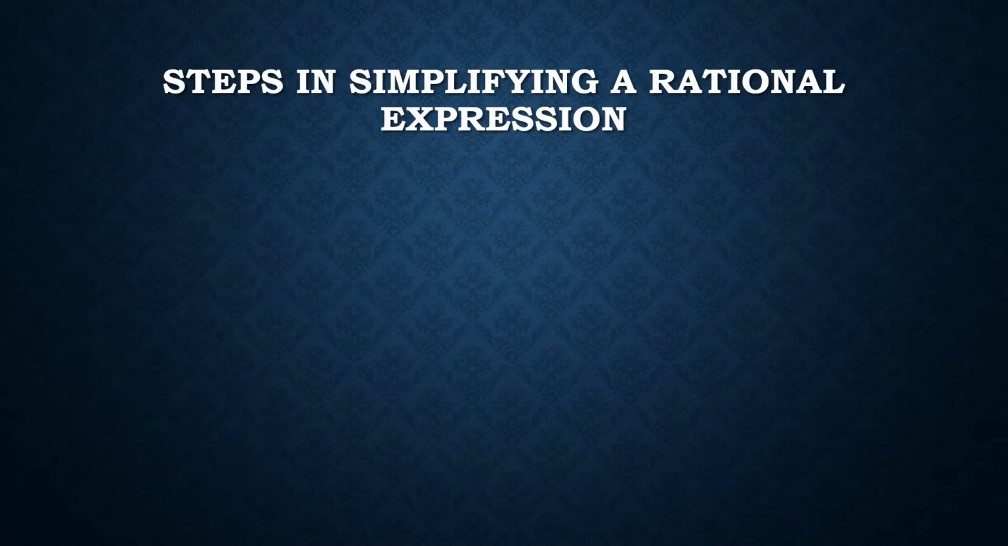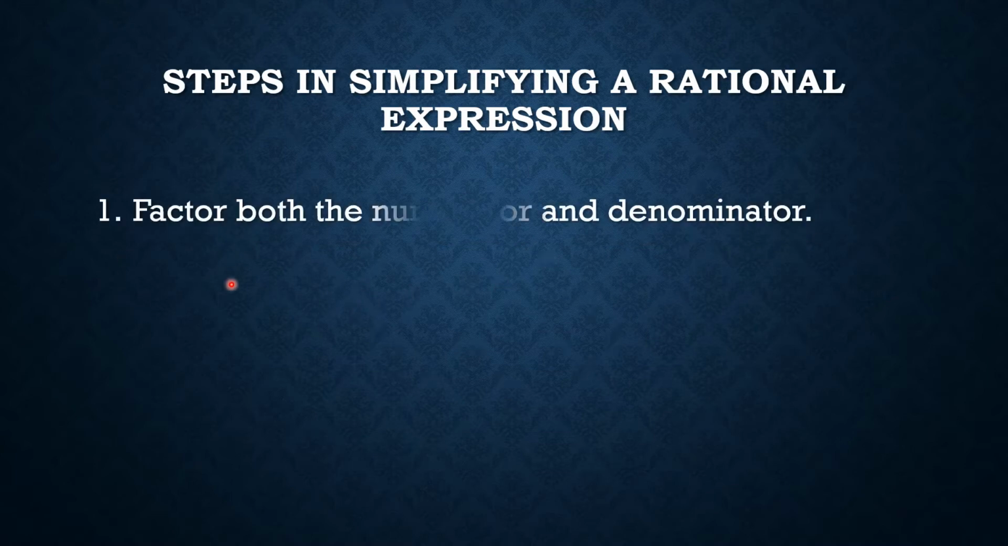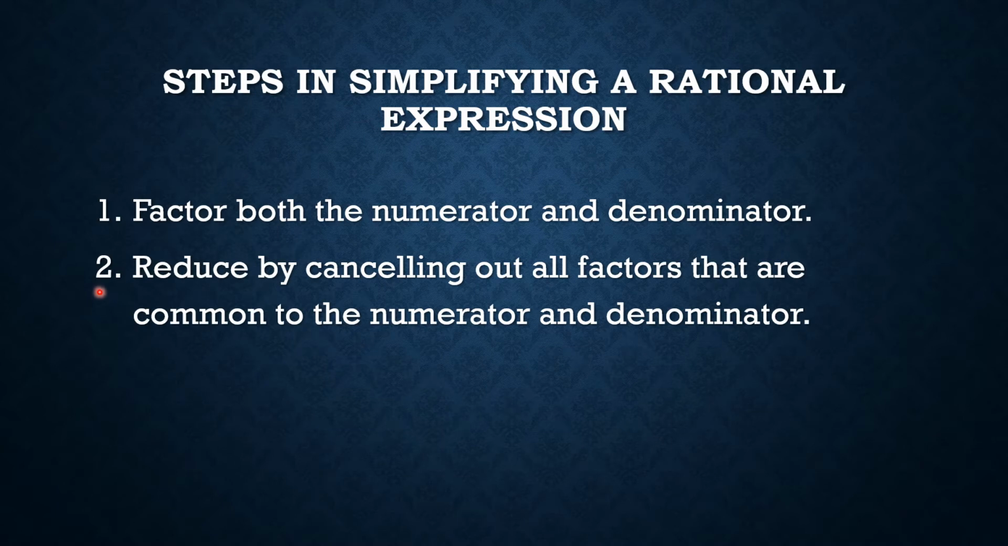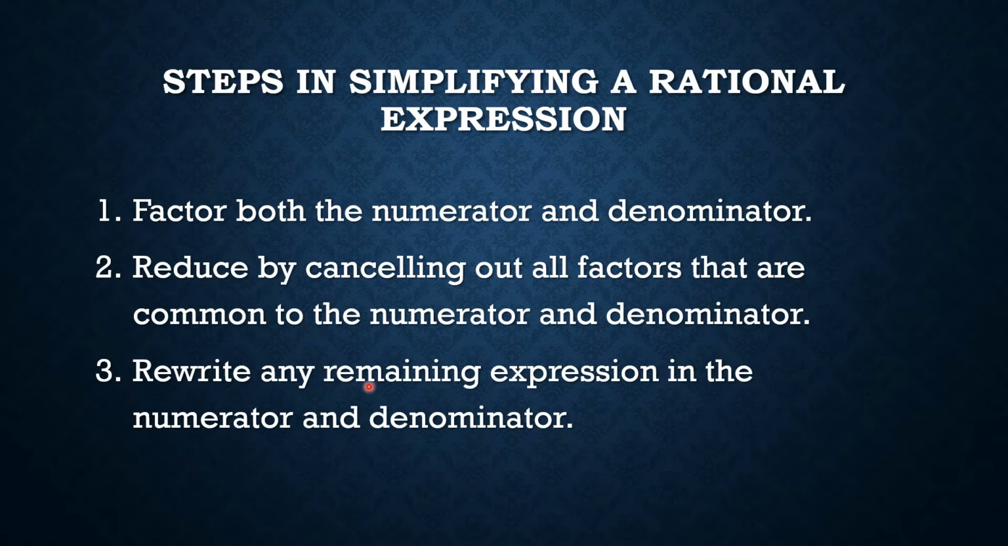So, what are the steps in simplifying a rational expression? Obviously, ang unang gagawin natin is to factor both the numerator and the denominator. Mahalaga yan. That's the very first thing na kailangan gawin. Second, after factoring both the numerator and denominator, we can now reduce the fraction by canceling out all factors that are common to the numerator and the denominator. And then last, rewrite any remaining expression in the numerator and denominator. And that's it. That's how we're going to simplify a rational expression.